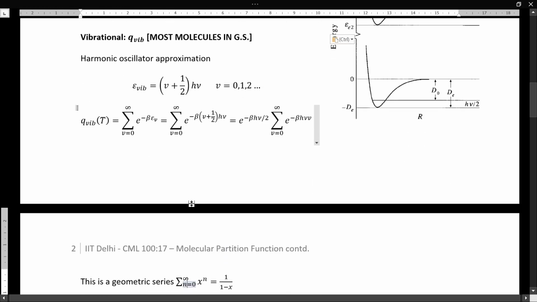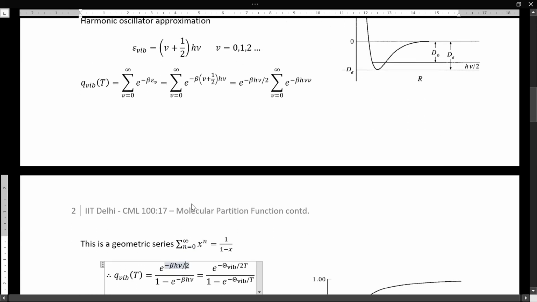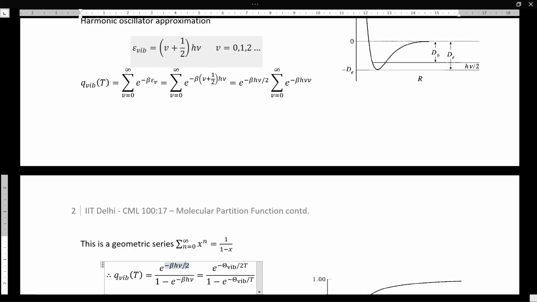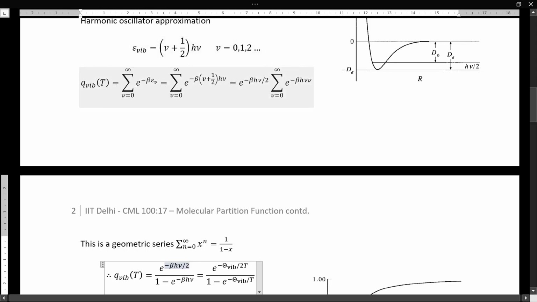Okay. So I know from the harmonic oscillator approximation that the vibrational energy is given by v plus half h nu, where v goes from 0 to infinity. Right? And if I were to calculate the molecular partition function for vibration, which is a function of temperature, it does not depend on anything else, and it's nothing but a summation over all these energies. So e to the power minus beta E_v, okay, so these are the E_v's.